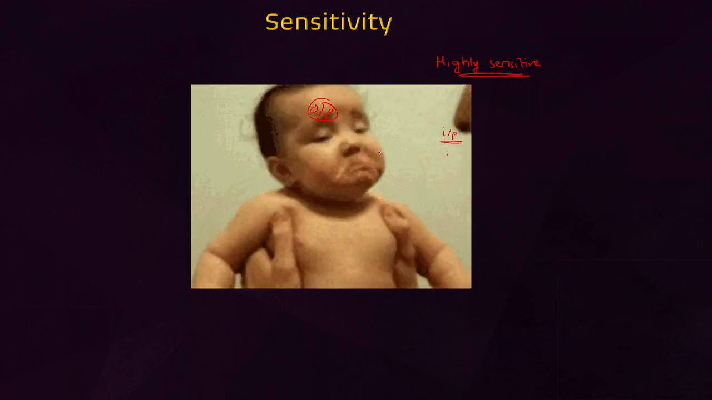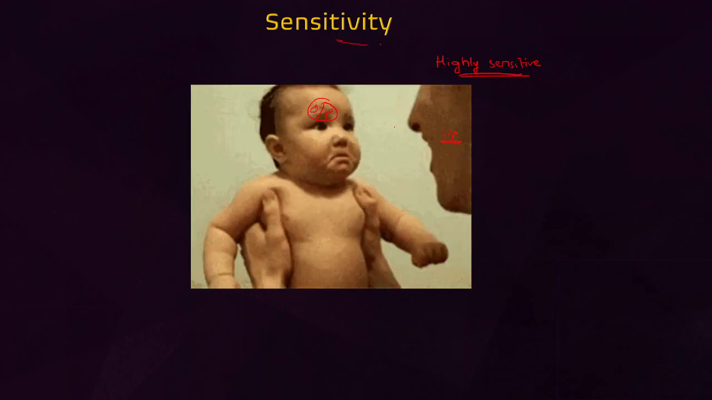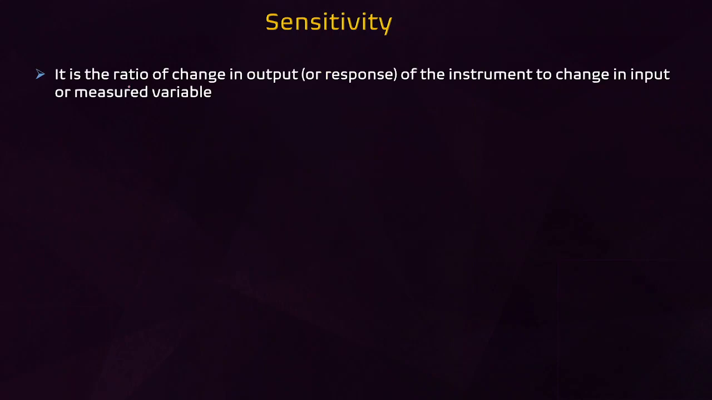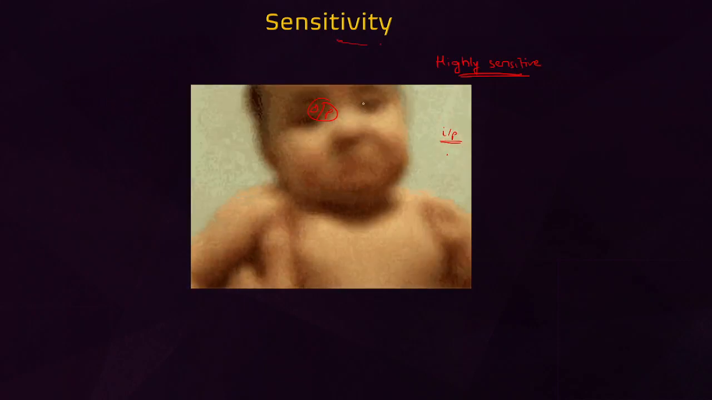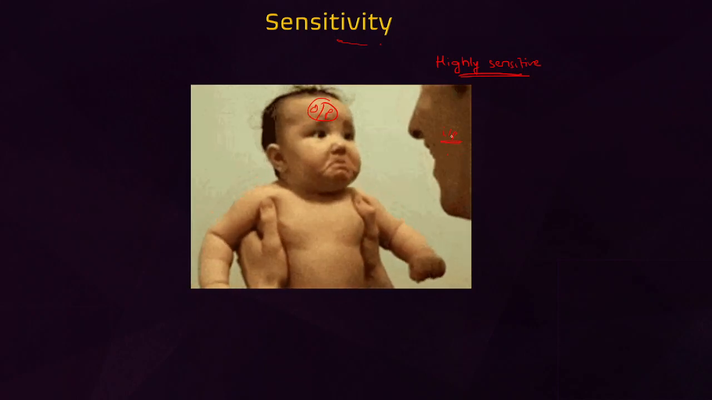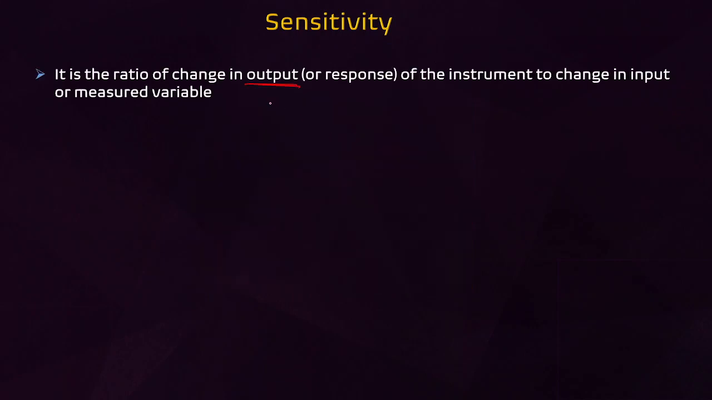Now, let us see the same sensitivity in terms of measurement, actually, for a measuring instrument. Fine. Now, sensitivity can be defined as the ratio of change in output of the instrument to the change in input of the measured variable. Right. So, for a small change in input, how much change in output is coming? That is what we call sensitivity.